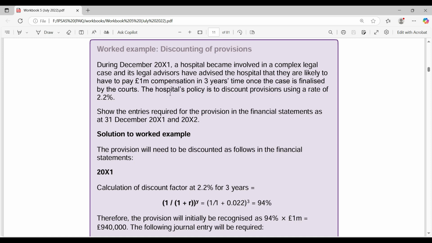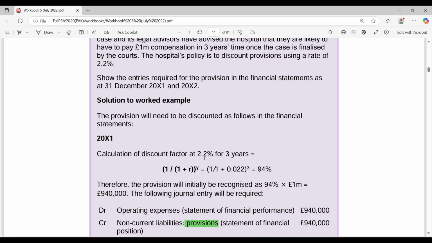It means that there is a time value of money for those 3 years. How to place that 1 million in your current year financial statements? There is a discounting factor of 2.2%. Now put the values in your formula: 1, the interest rate, the discounting factor is 2.2% divided by 100 is 0.022, and the 3 is the number of years.